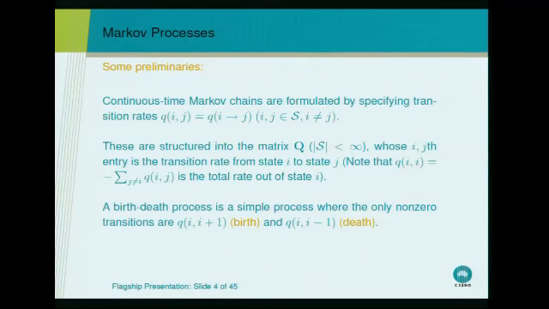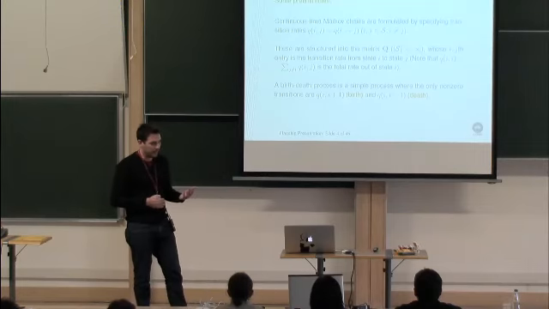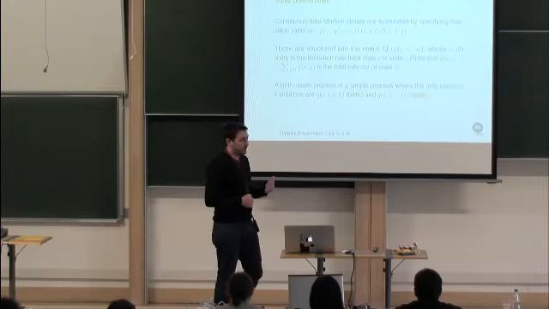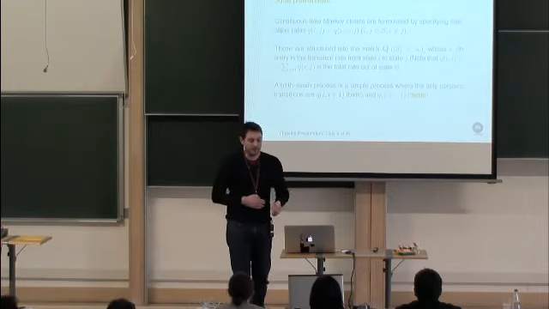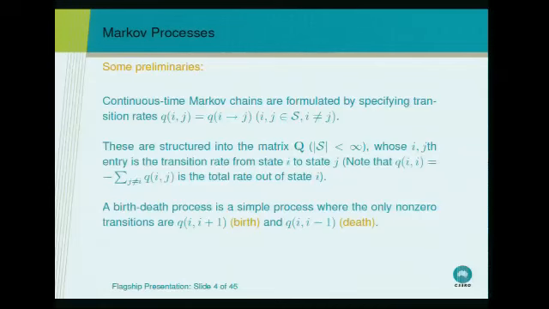Birth and death processes are simple examples of such processes where we only allow transitions from, say, state i to i plus 1 for a birth, and from i to i minus 1 for a death. So the matrix is very sparse, a tri-diagonal matrix in the case of a birth and death process.